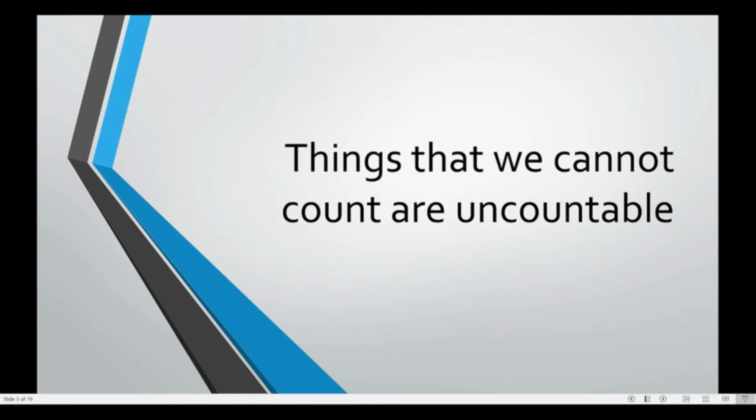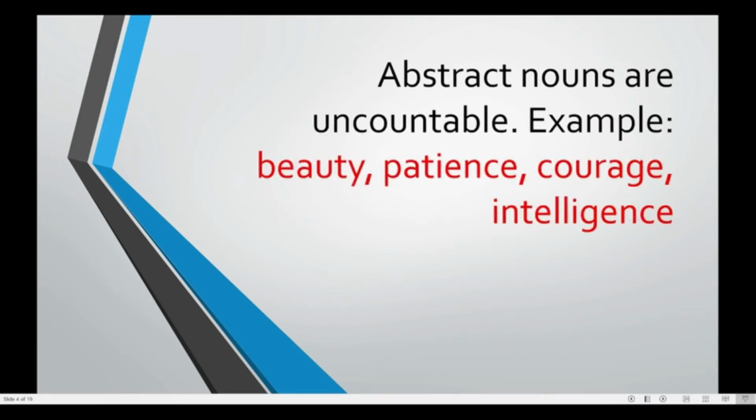So, what are uncountable nouns? Things that we cannot count are uncountable in English. For example, abstract nouns are uncountable. Abstract nouns means a concept, quality, or an idea that you cannot see or touch. For example, beauty, patience, courage, intelligence. These are all abstract nouns and they are uncountable in English.